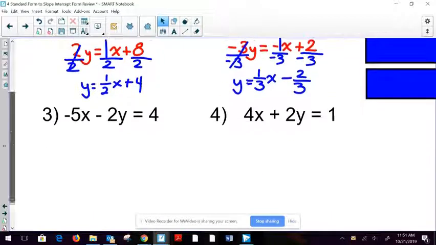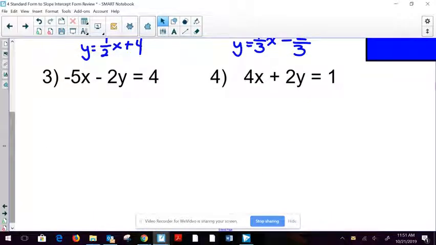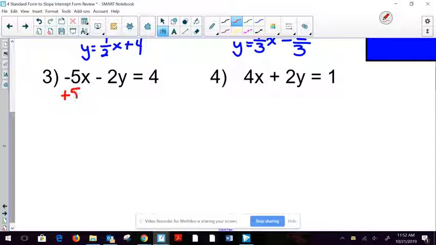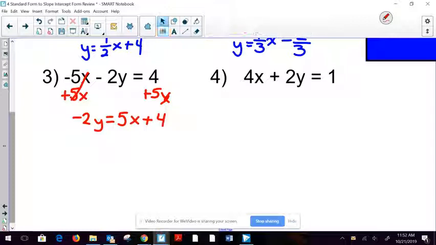All right, go ahead and copy down numbers 3 and 4 now. All right, so looking at number 3, I have a negative 5x minus 2y equals 4. How do I move the negative 5x over? You're right, I'm going to add 5x to both sides. When I do that, I have a negative 2y is equal to, don't forget bottom to top, so 5x and a positive 4. Now, who's attached to my y? You guessed it, a negative 2.